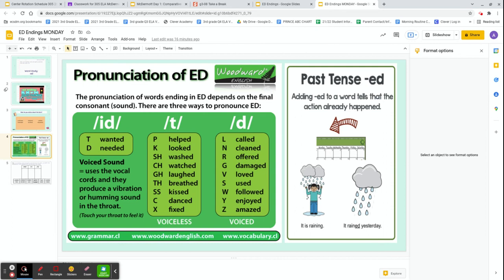Ariel? I'm sorry? What were you saying? Biggest. Biggest. That's what we were working on last week, comparing, right? Bigger, biggest. That's EST. Big-est. Does that have an ED ending? Nope. So that one doesn't count.